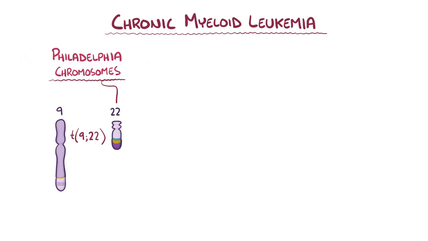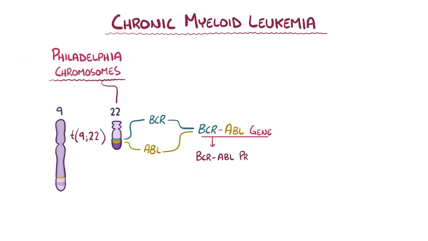So in the Philadelphia chromosome, a chromosome 22 gene, which is the BCR gene, ends up sitting right next to a chromosome 9 gene, the ABL gene. When they're combined, it forms a fusion gene called BCR-ABL, which codes for a protein also called BCR-ABL, and that protein activates enzymes called tyrosine kinases.